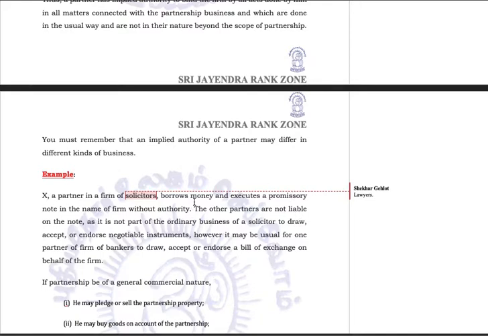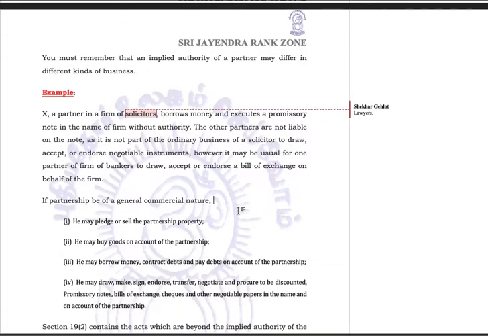The other partners are not liable on the note, as it is not part of the ordinary business of a solicitor to draw, accept, or endorse negotiable instruments. Because the solicitor is a lawyer, his normal work is appearing in court and drafting legal agreements. His ordinary course is not to take loans or endorse something. However, it may be usual for one partner of a firm of bankers to draw, accept, or endorse a bill of exchange on behalf of the firm. For a banking firm it may be a usual activity, but for a lawyers' firm it will not be. So what is the usual activity will depend on a case to case basis. This is the import of this section.